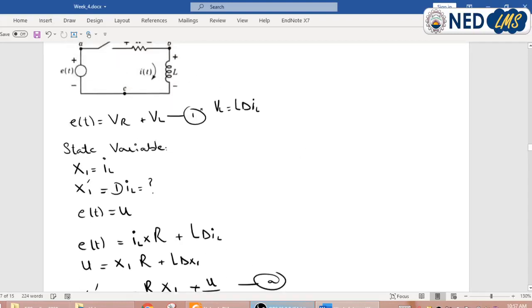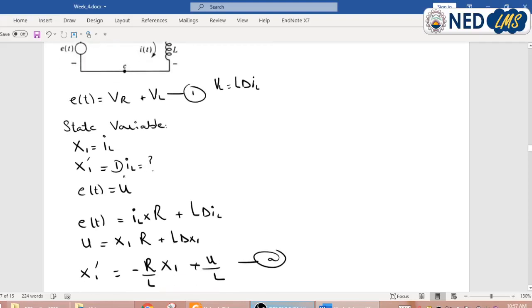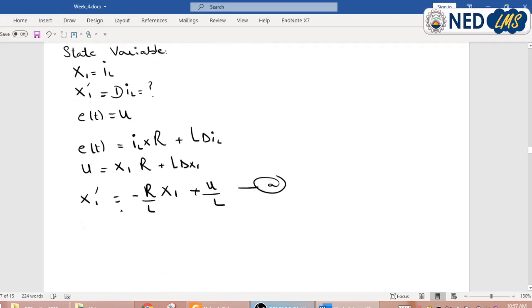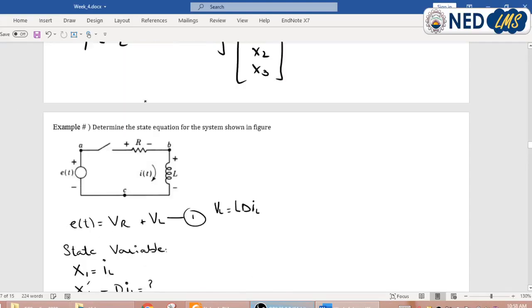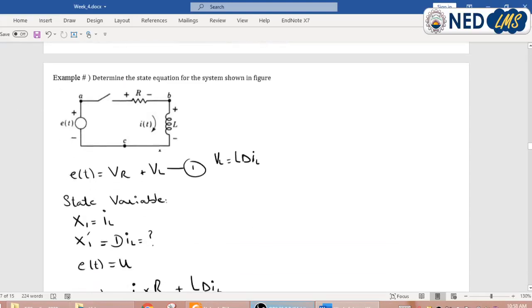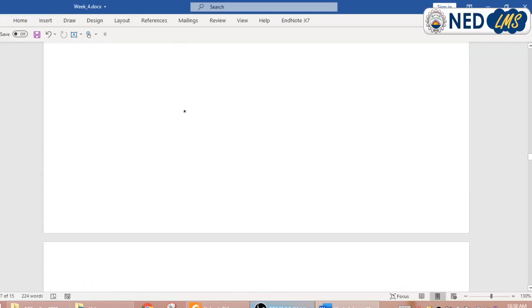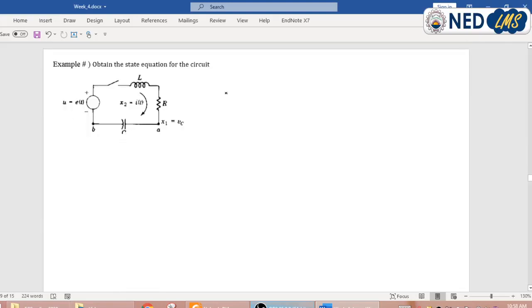This is a single energy storage element and we have only one state variable here, whose state equation is this. So this is my state representation of this basic electrical circuit. This is a very simple example because this is a series circuit and we have only one energy storage element here. So we can move toward the next example, which is basically a series RLC circuit. Let's see this. Obtain the state equation of this circuit.